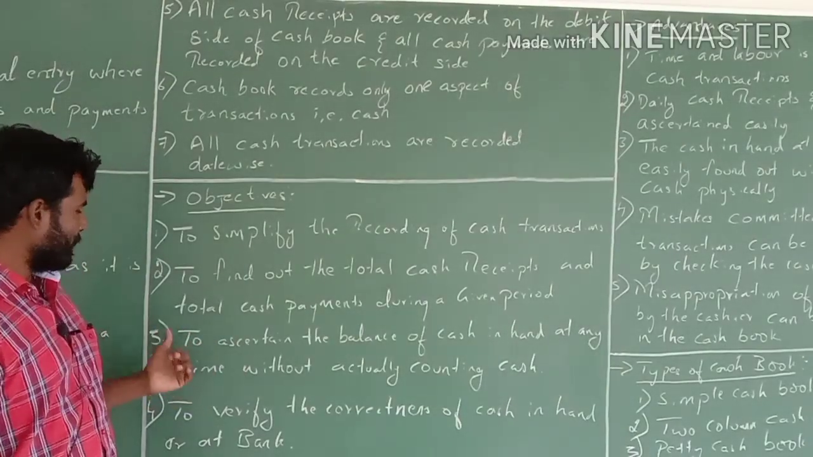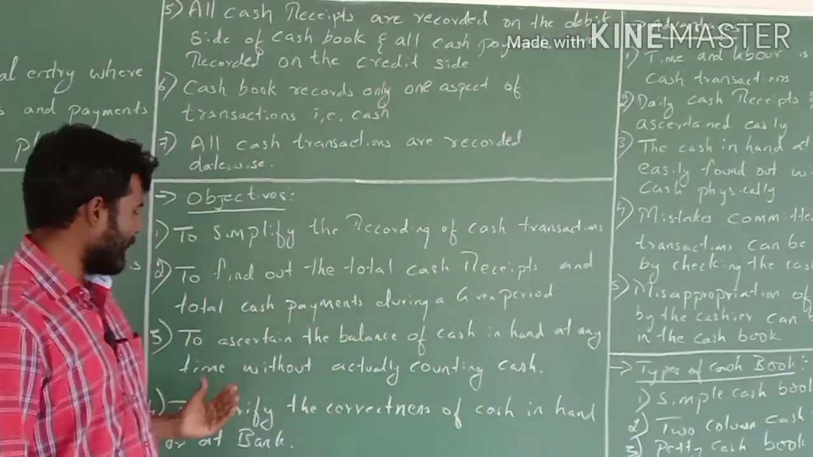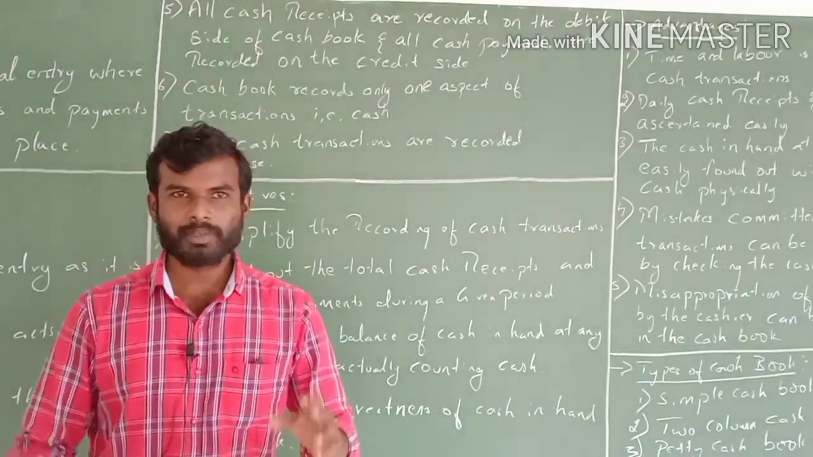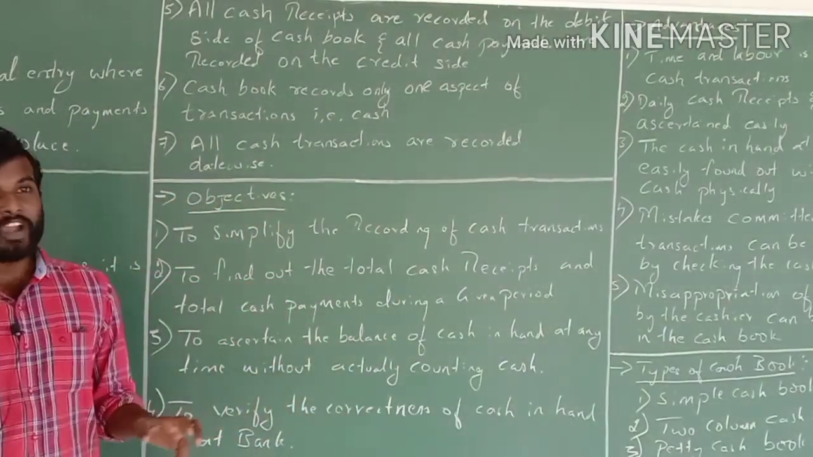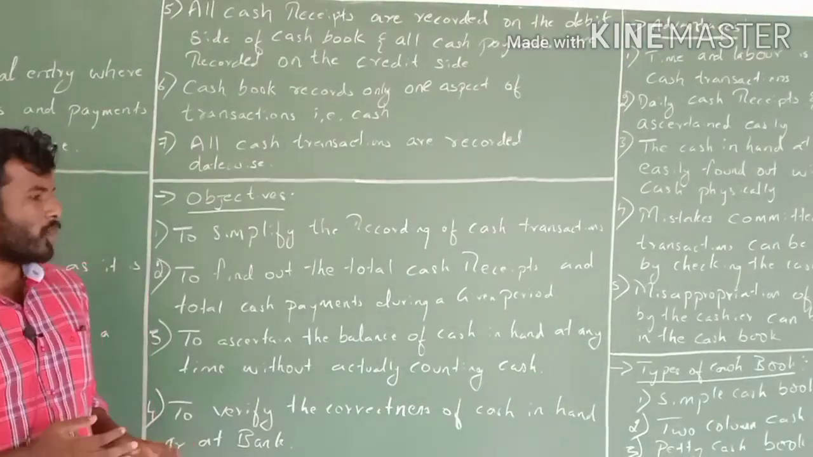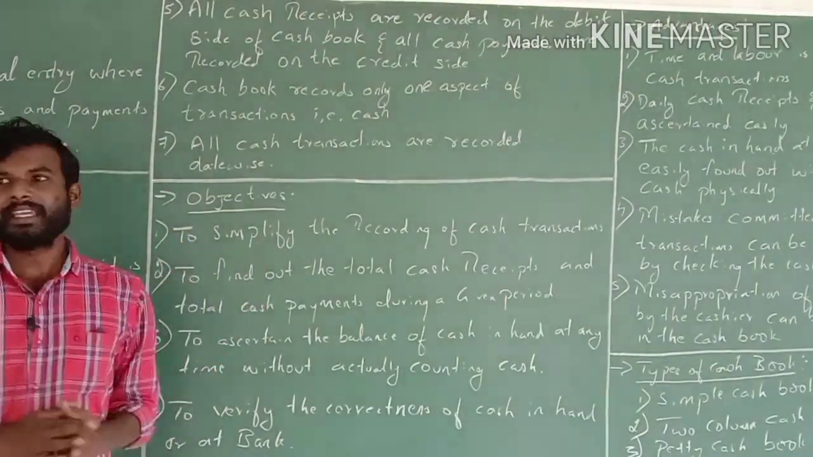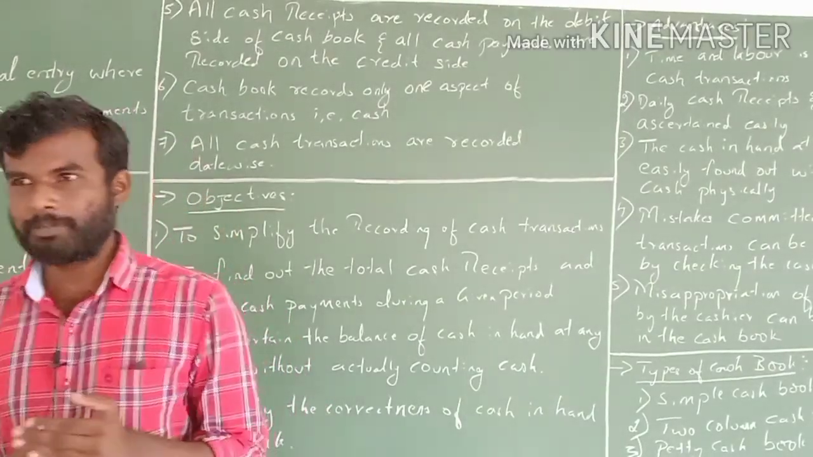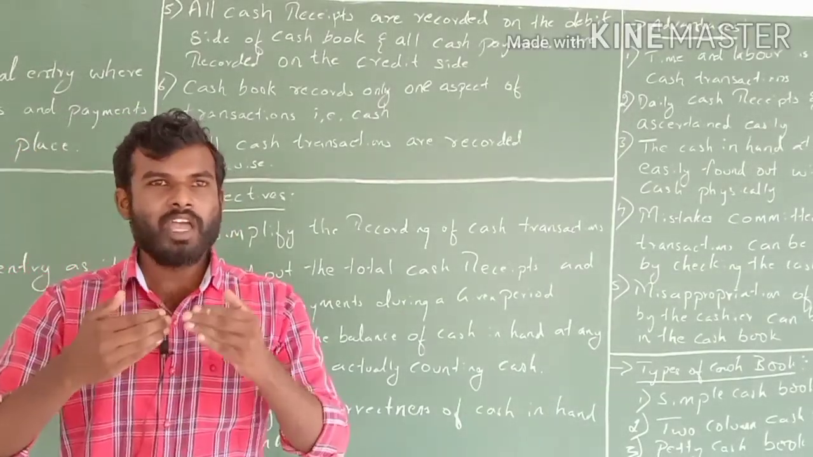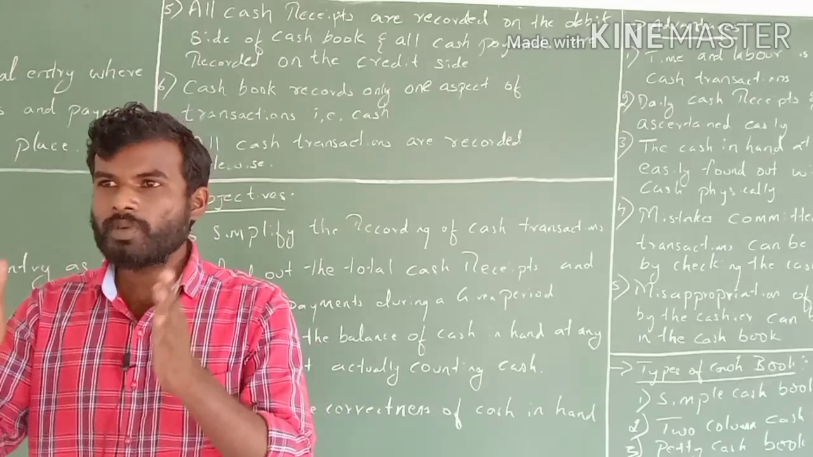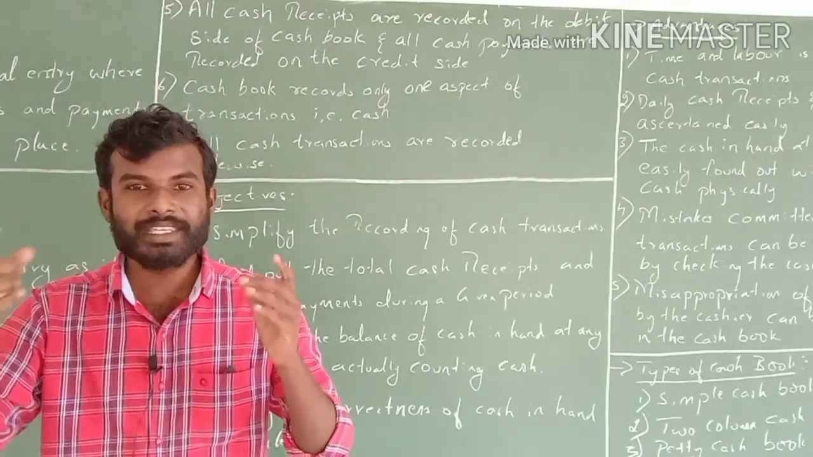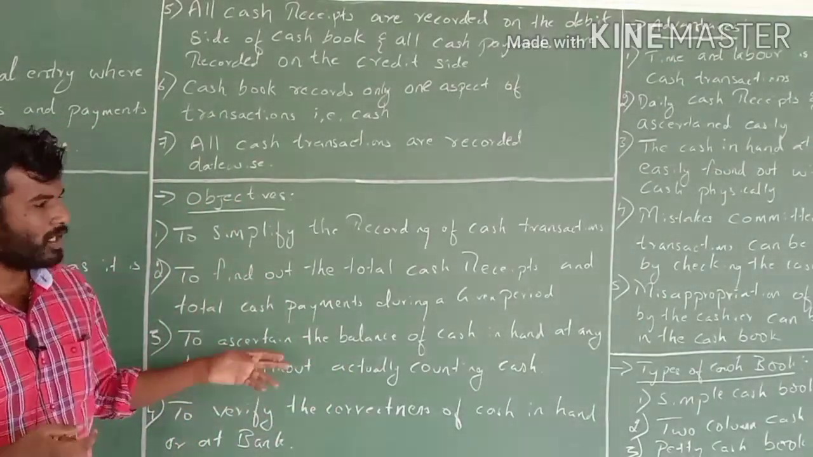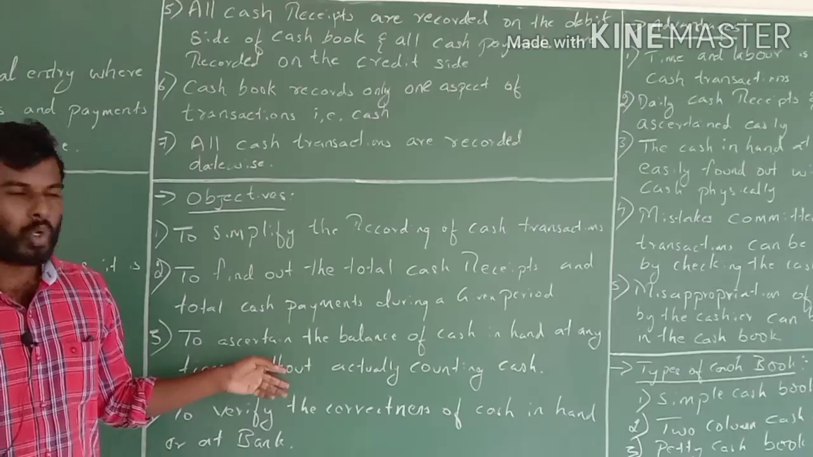The next point they have given is to ascertain the balance of cash in hand at any time without actually counting the cash. That means we can easily find out the closing balance in the cash, because we are taking only the cash transactions. For example, if I have received 10,000 from a person, and I have paid rent of rupees 5,000, then how much is the remaining balance? 5,000. So easily I can say that 5,000 will be my remaining balance. That means we can easily find out the closing cash balance.